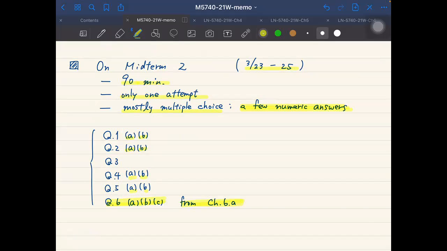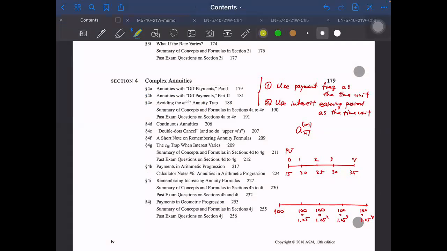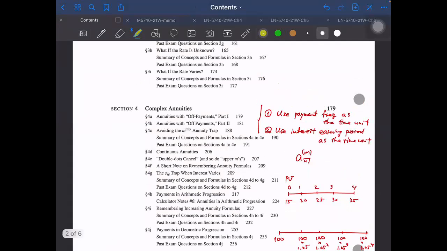So now I would like to discuss what contents will be covered in the exam. At least I would like to discuss the most important concepts in chapter four to chapter 6.8. Okay, so section four. At first we studied annuity payments. Basically, this is the case where the interest earning period and the payment period are different.